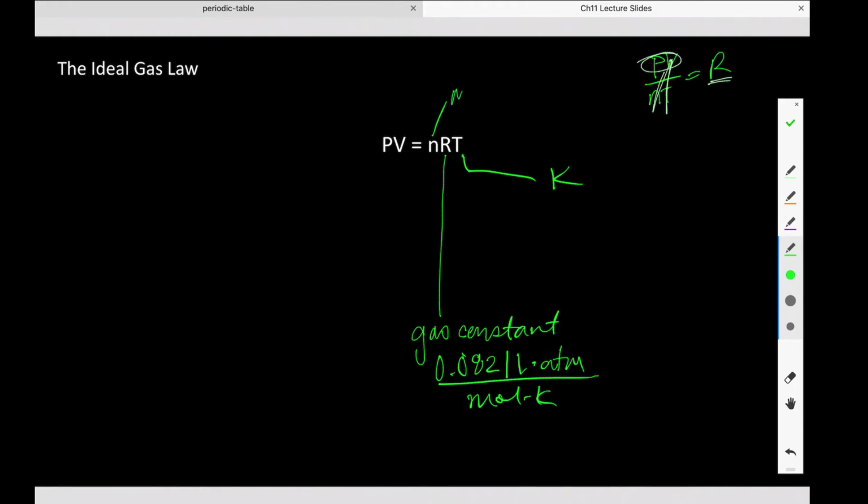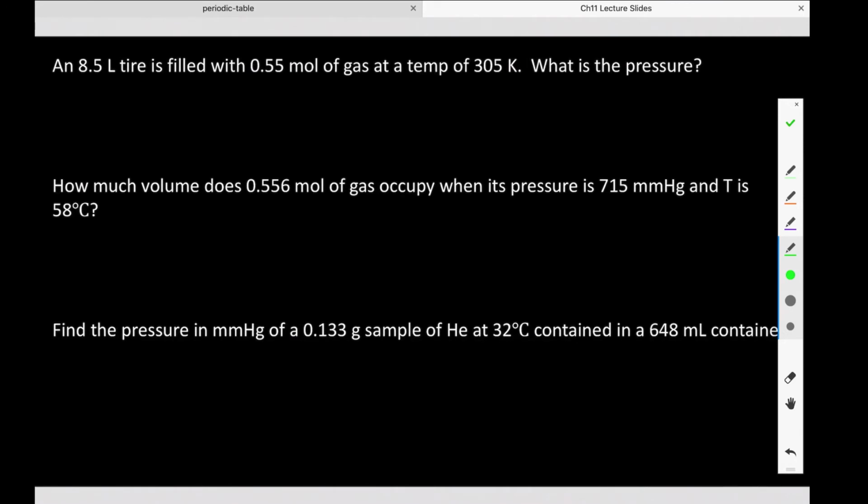That means n always needs to be in moles, which may not seem like much of an issue, but sometimes information is presented in millimoles or micromoles or something, right? But it has to be in plain old moles. Volume must be in liters and pressure must be in atmospheres, in order for this equation to work. Make sense?